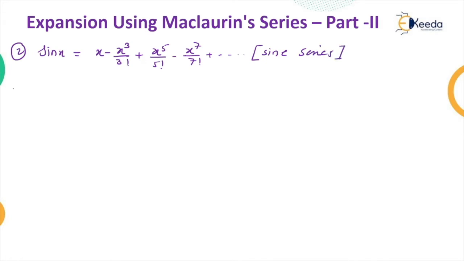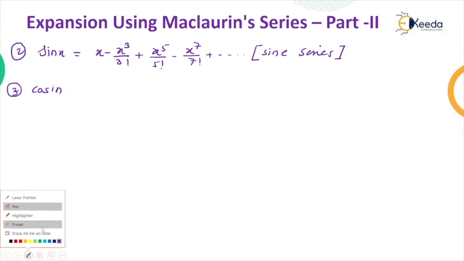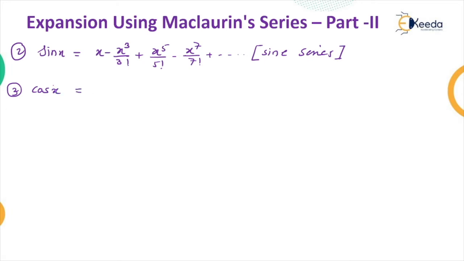Now after this we discuss the formula for the cosine series. I am writing cos x. What is the expansion of cos x? The first term is 1 minus x square divided by 2 factorial, plus x raised to 4 upon 4 factorial. The next term will be minus x raised to 6 upon 6 factorial, and the next term will be plus, and so on. So this is called the cosine series.